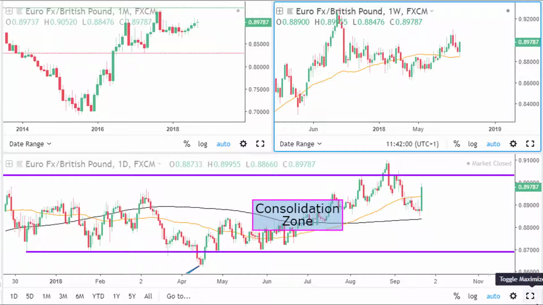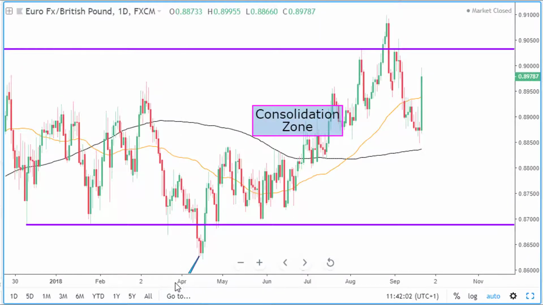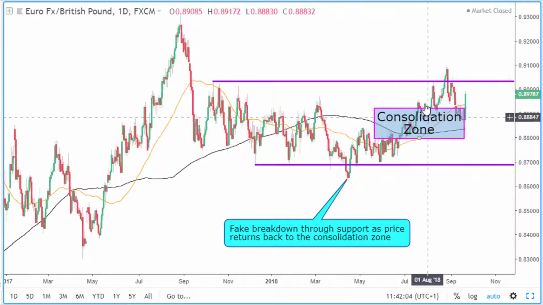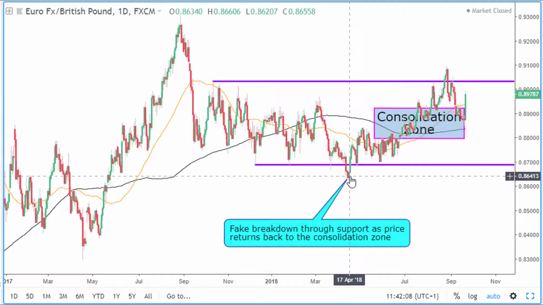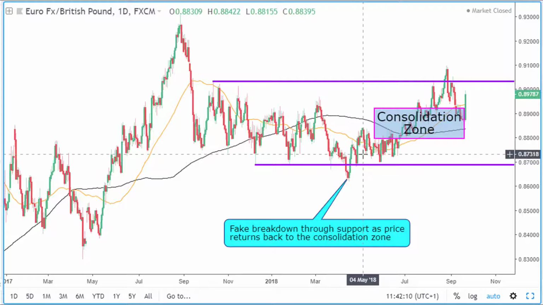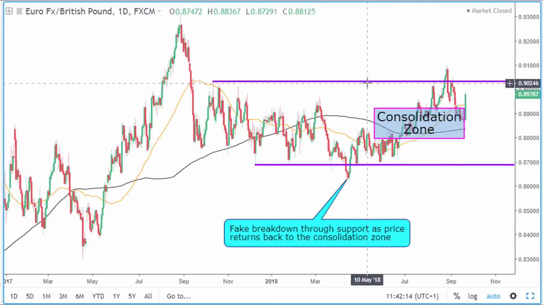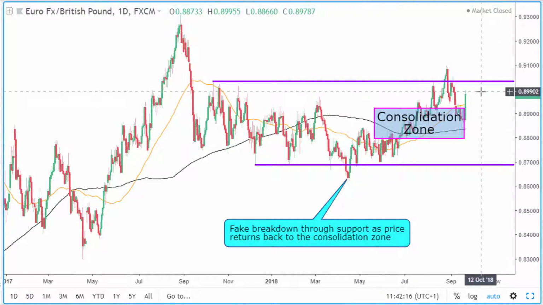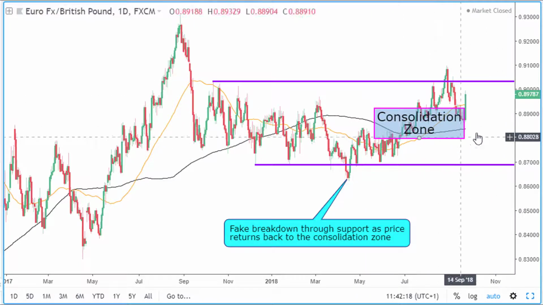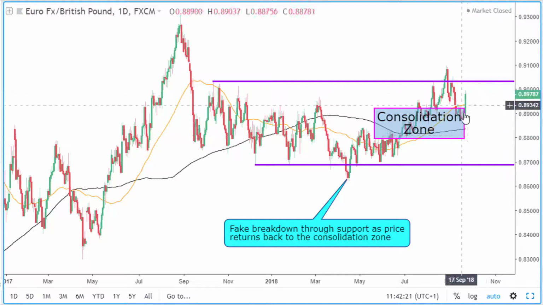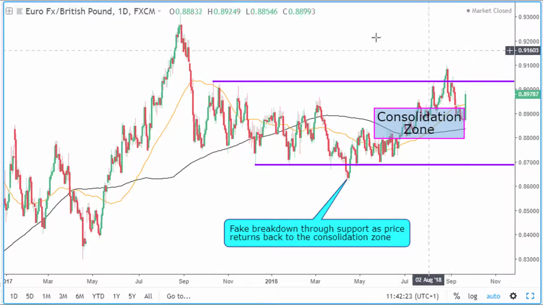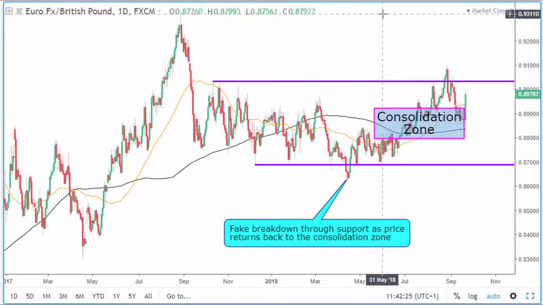On the daily time frame, price is in this consolidation area here. As I mentioned, there was a fake breakdown through the downside, and price went back into this area of consolidation, and I mentioned this resistance here. So once we do get a breakout of this area of consolidation, if price does break out to the upside, then eventually we want to see this high resistance being broken.